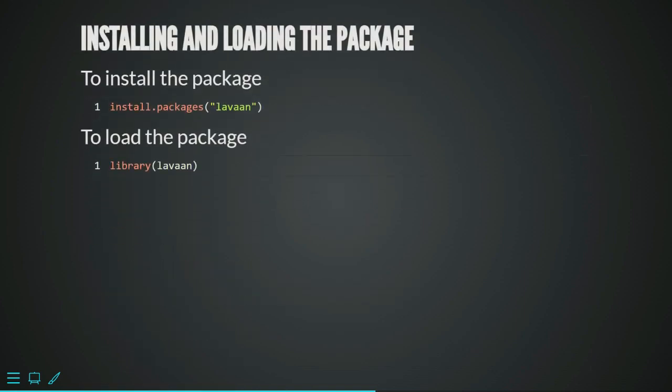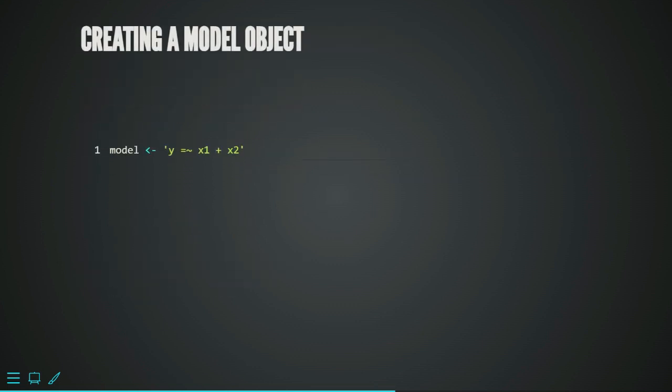So how do you get started with Lavaan? First of all, you install the package using the install.packages function. You install the package lavaan, then you load the package into R using the library function. If you want to create a model object, this is where you define the relationships you have in your variables. This is just a simple model object you are looking at.